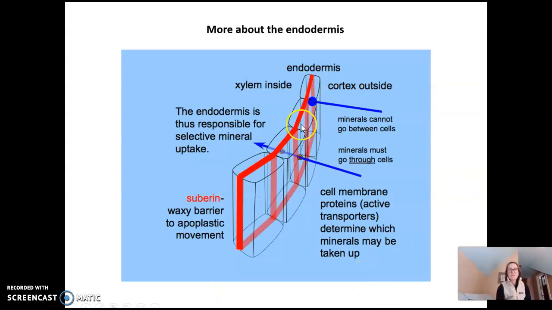So here's what we see with the endodermis. Xylem's inside, cortex outside. Minerals can't go between the cells. Minerals have to go through the cells. The cell walls have pores to them, and the membrane has pores to them, so minerals can be transported through. The cell membrane proteins determine which minerals can be taken up. So we have to have selective transportation here.